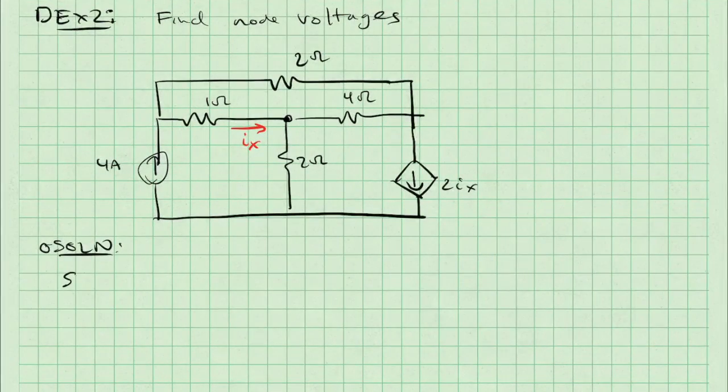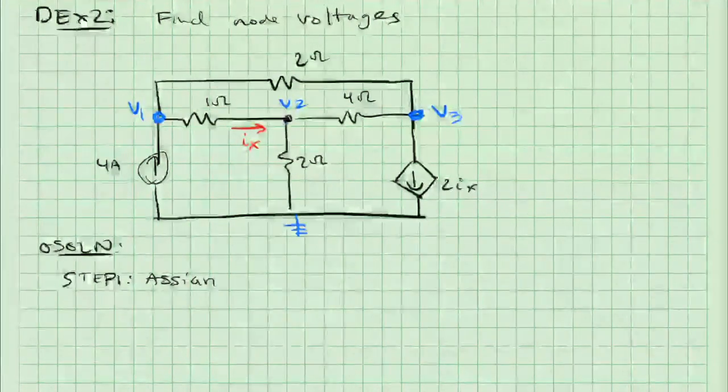In this second example, I can see immediately that it's going to be slightly more complicated because instead of having 2 nodes, which are easy to solve for algebraically, I'm going to have 3 nodes that I have to care about. So in step 1, I will assign the node voltages, V1, V2, V3, and ground.